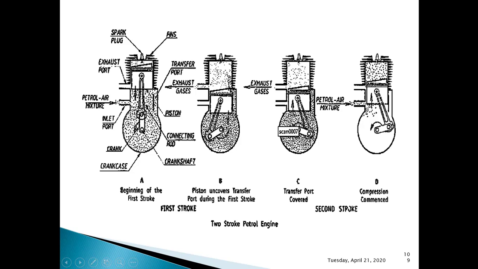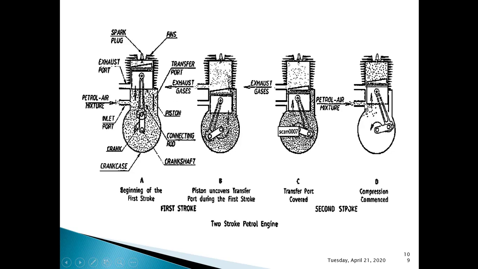As soon as the inlet ports get uncovered, air fuel mixture from the carburetor will enter this crankcase through the inlet port. This will continue until the piston covers this inlet port during the next descending stroke. That means this entry of air fuel mixture will be stopped during the next descending stroke of the piston. That is somewhere you can see here.